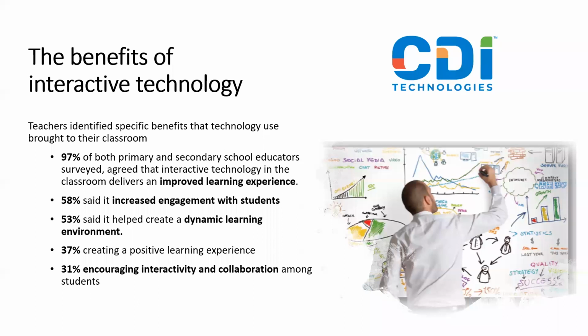There's not a lot of other things you could put in the classroom that give you that kind of impact. 53% said it increased engagement with the students. 53% talked about creating a more dynamic learning environment. So again, engaging the students, getting them to engage in a different way, creating a positive learning experience, and really encouraging interactivity and collaboration, which is a big part of the way we're changing the way we engage students in a learning environment.